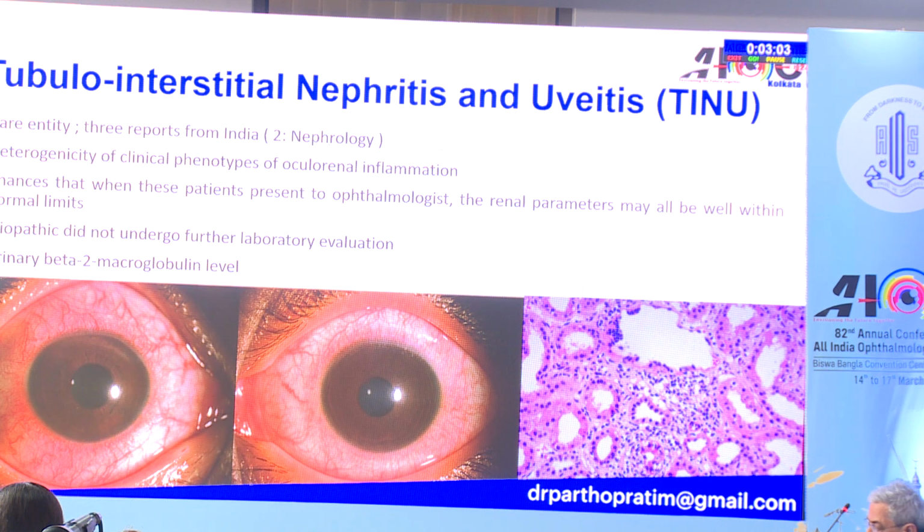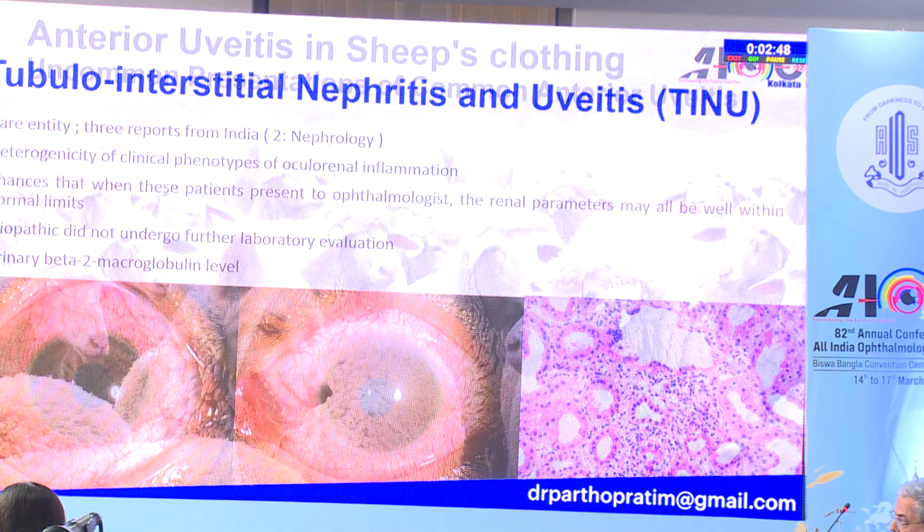Another anterior uveitis is tubulointerstitial nephritis and uveitis. This is seen in children, and sometimes by the time the patient comes to the ophthalmologist, the renal parameters become normal. So that's why you tend to miss these cases.